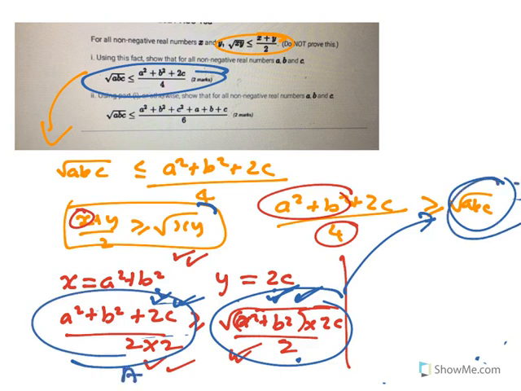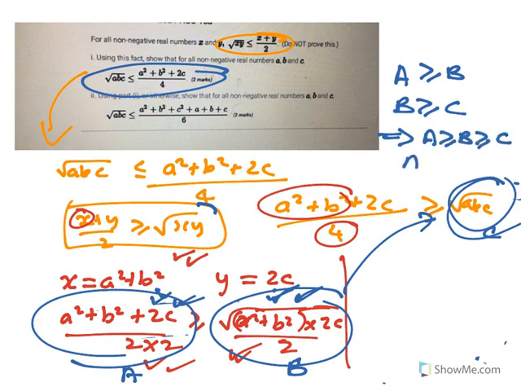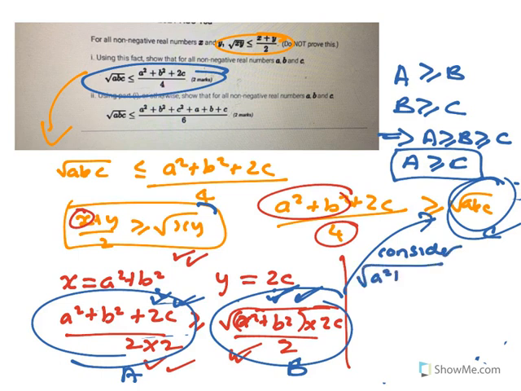So we'll call this A, B, and C. So my whole proof is based on if A is greater than B, and B is greater than C, then A will be greater than B, will be greater than C. So A will be greater than C. Okay, so let's just consider root A squared plus B squared times 2C on 2 being greater than root ABC. And let's look at that proof.